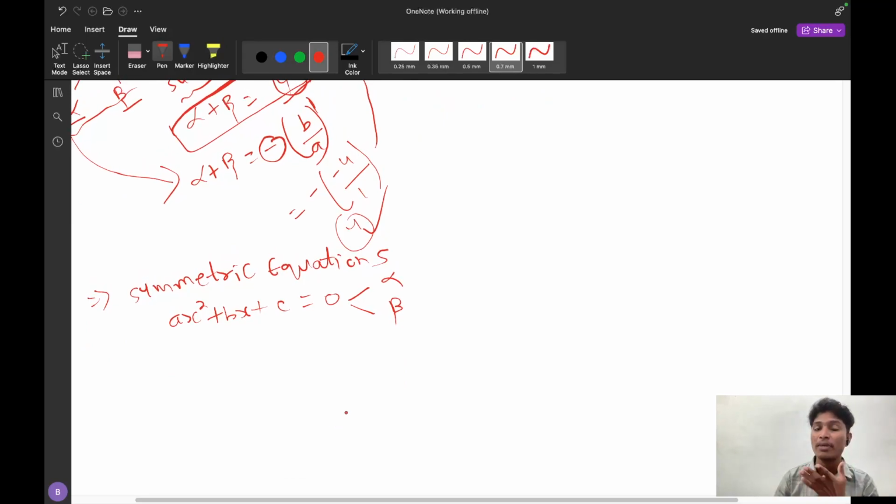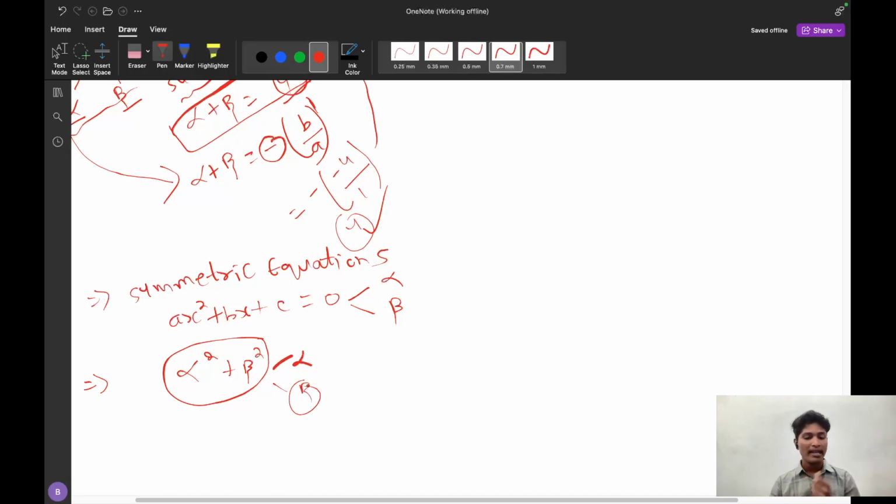Now, what is the meaning of symmetric? Symmetric means that if I interchange both values, there should be no difference in the expression. Suppose alpha and beta are the roots of this equation, and I have to find the alpha square plus beta square expression. Simply, if I interchange alpha and beta here, there is no difference. It is called a symmetric expression. That is, the values are interchanged.